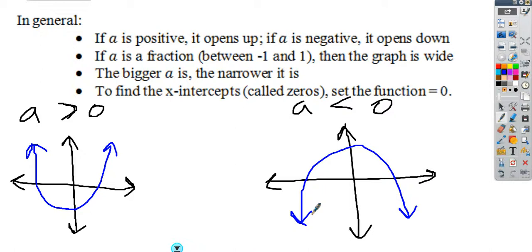And then the last part that this slide shows us is that to find x-intercepts, which are also called zeros, we set the function equal to 0. That part we will take a look at in our next lesson.